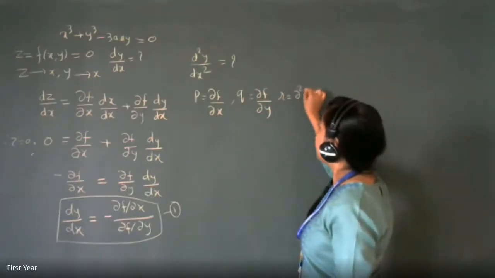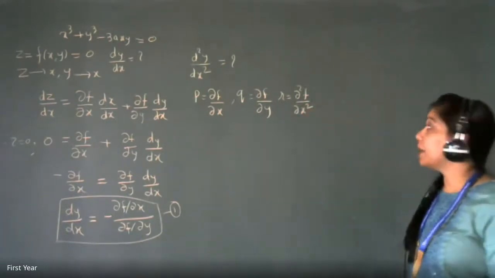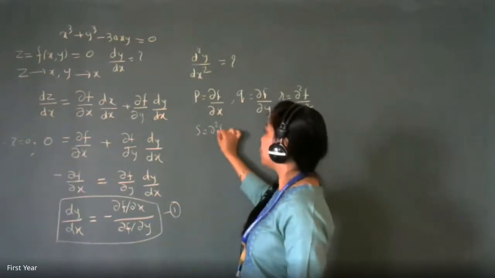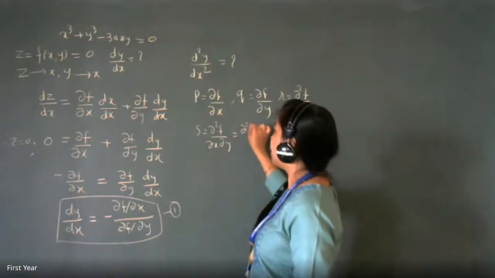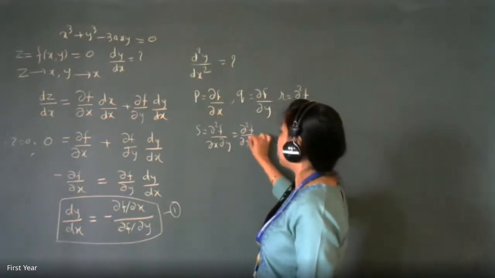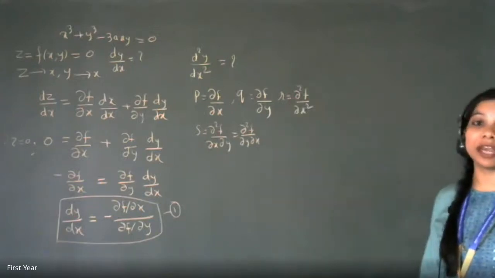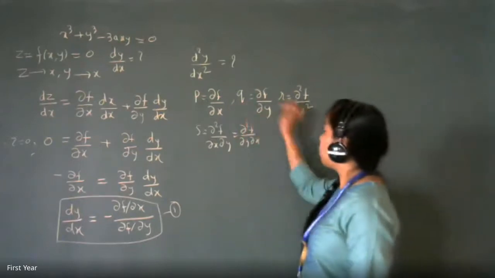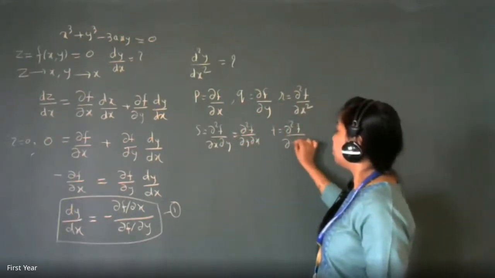r be the second order derivative of f with respect to x, del square f by del x square. s be the mixed partial derivative, del by del x of del f by del y or del by del y of del f by del x. They will be the same because these functions are continuous and differentiable. Otherwise, I cannot write the derivative of it. So that's why the mixed derivatives will be the same. And t will be taken as del square f by del y square.